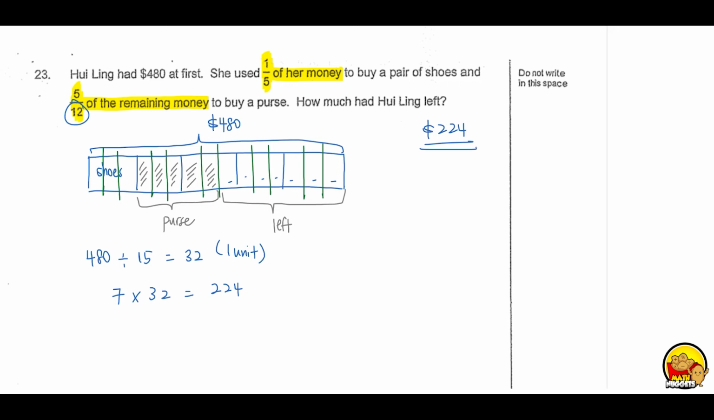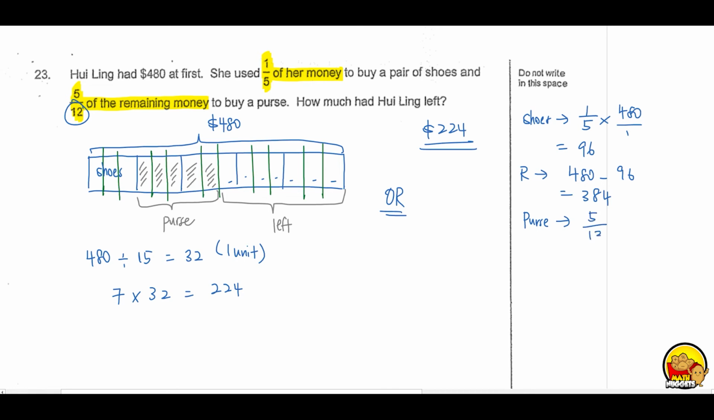Another way you can do this is to work out her money. How much did she spend on the pair of shoes? 1/5 of her money. So 1 out of 5 times 480. Shoes $96. So with that, what is her remainder? 480 minus 96. The remainder is $384. Now, then we can find the purse, which is 5/12 times the remainder, which is 384.